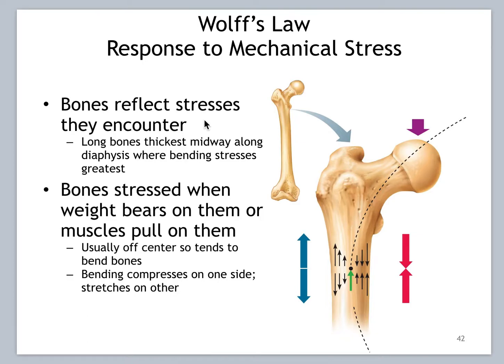This just illustrates some of the responses of bones to Wolff's law. Bones reflect the stresses they encounter. Think of this bone here. This is the femur. The weight of the body is transmitted through the hip joint here. So this part of the bone is going to be reinforced, with bone added to give it strength to withstand the weight of the body. It's going to resist compression forces here and distraction forces here.